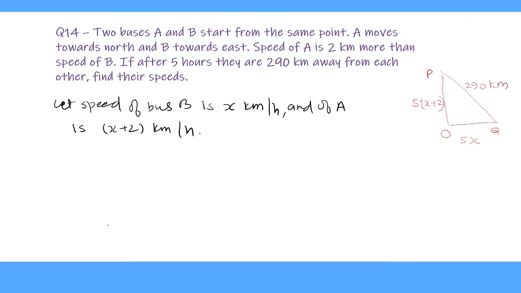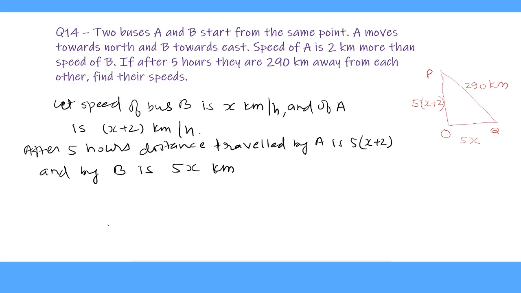As they differ by 2 km, the speed of B is x km per hour and that of A is x plus 2 km per hour. After 5 hours, distance traveled by A is 5 into x plus 2 km and by B is 5x km. Now they started from O and B has reached Q, which is 5x km, moving towards east, and A has moved towards north and reached point P, and the distance OP is 5 into x plus 2 km and distance OQ is 5x km. We join PQ and it is given that the distance between P and Q is 290 km.